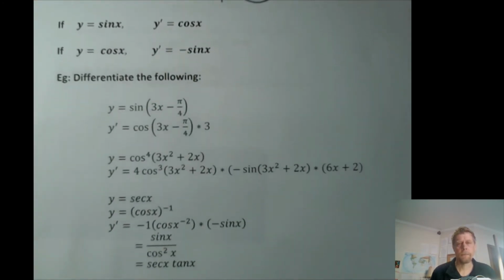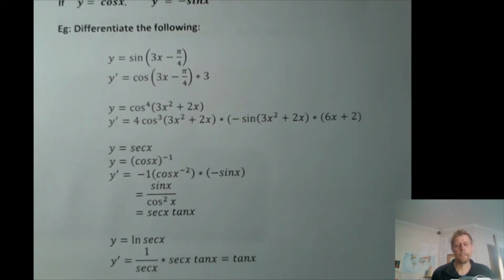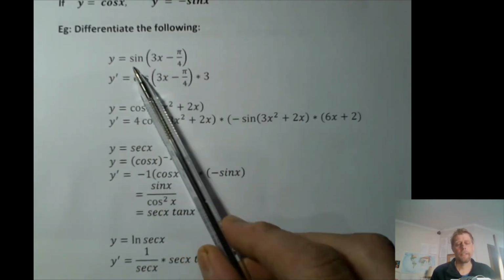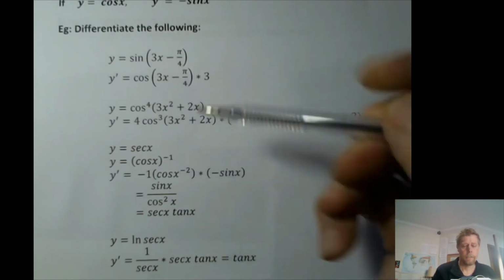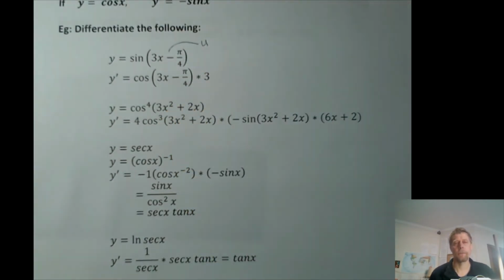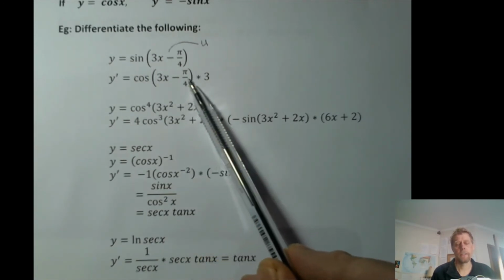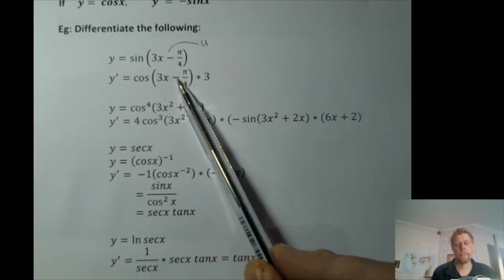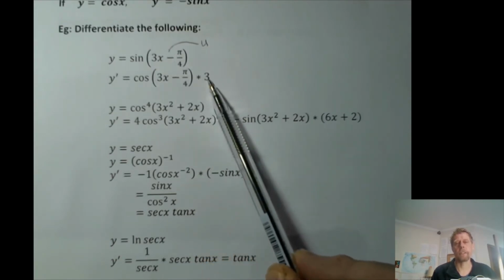So let's do a couple of examples. Okay, first one, y equals sine of 3x minus pi by 4. Well, based on what we learned previously about differentiation, we can call what's in the bracket u. Okay, and we use the chain rule. So if you differentiate sine, it goes to cos, the u remains just as it is, and then we differentiate u, and we see, okay, differential of that is just 3, so we times by 3.